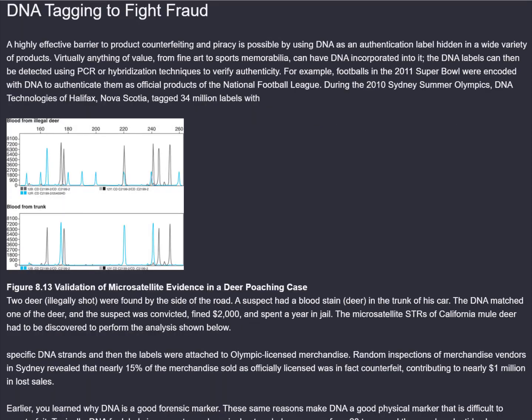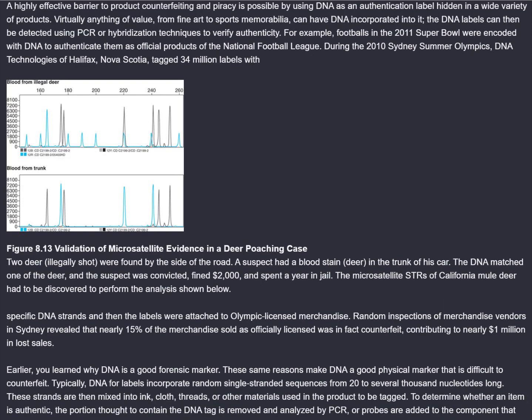DNA tagging to fight fraud. A highly effective barrier to product counterfeiting and piracy is possible by using DNA as an authentication label hidden in a wide variety of products. Virtually anything of value, from fine art to sports memorabilia, can have DNA incorporated into it. The DNA labels can then be detected using PCR or hybridization techniques to verify authenticity.